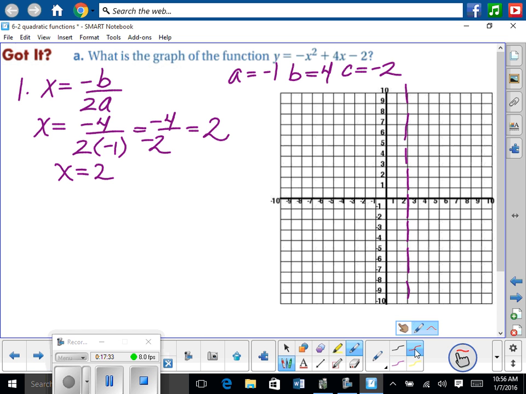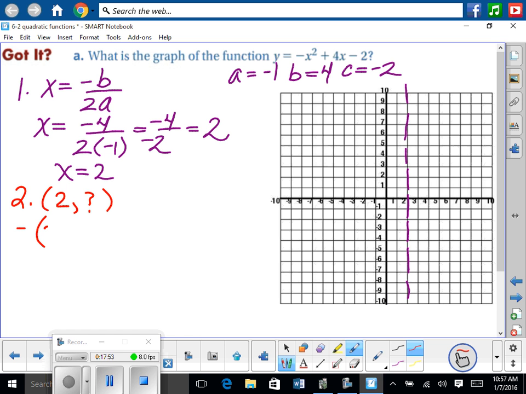Okay, from there, second step is to find the vertex. To find the vertex, if the x value is 2, you plug it in. Now this is where you have to be careful. The negative is on the outside of x. There are no parentheses squaring the negative, right? So we have a negative on the outside.